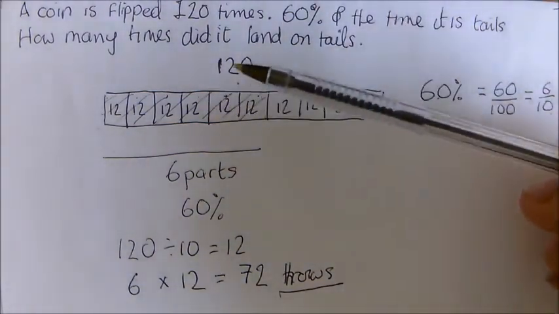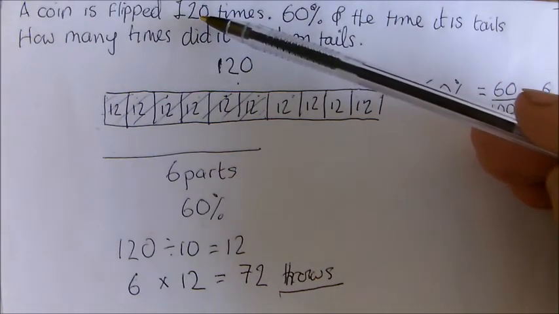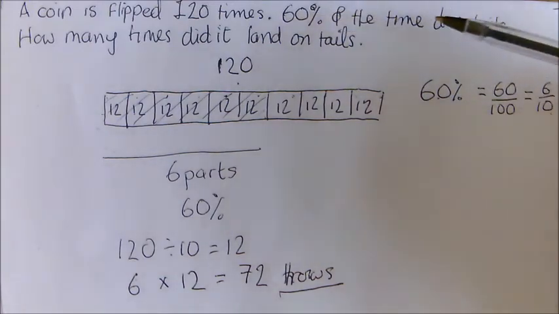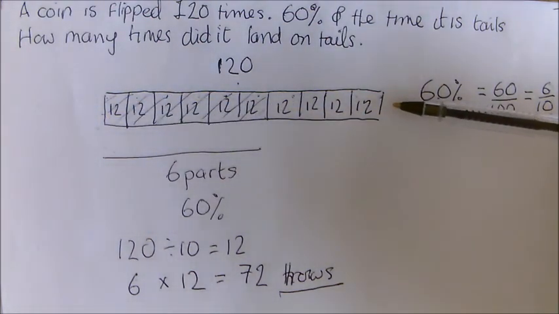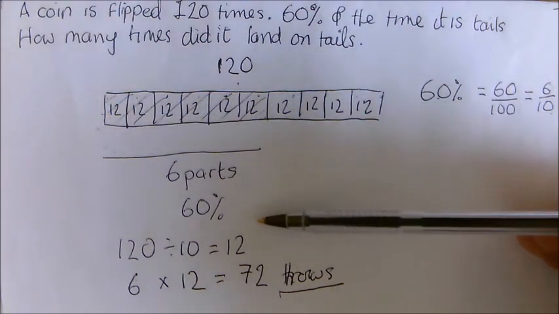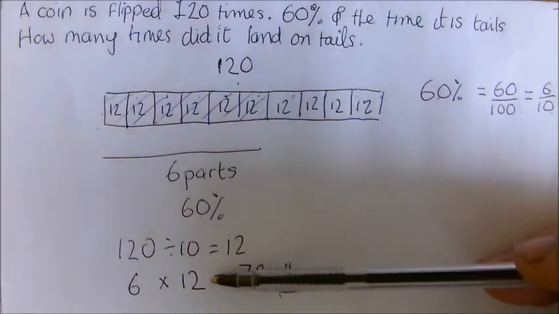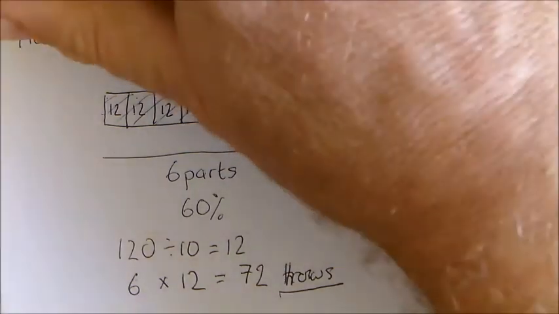Now thinking about that again, the quantity that the bar represents is there. This gives us the number of boxes we need to divide the bar into, and that comes from the equivalent fraction. There is the bar divided into 10 parts, and we worked out how many flips go in each part, and from that we can work out what 60% is.